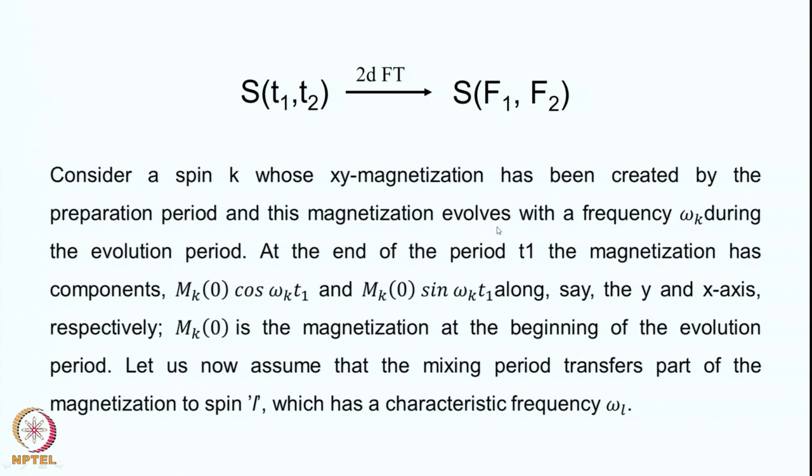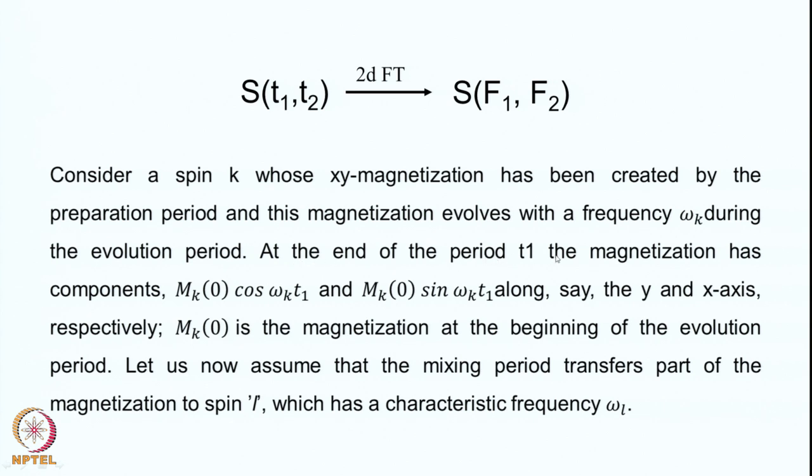And this magnetization evolves with the frequency omega k during the evolution period because of the chemical shift evolution. During the period T1, it evolves with the frequency omega k. Of course, there can be more than one frequency here, but let us assume one of those. There can be a frequency omega k, or some other modulated frequency, chemical shift plus minus coupling if it is there and things like that. But let us consider one particular evolution, which is the omega k frequency.